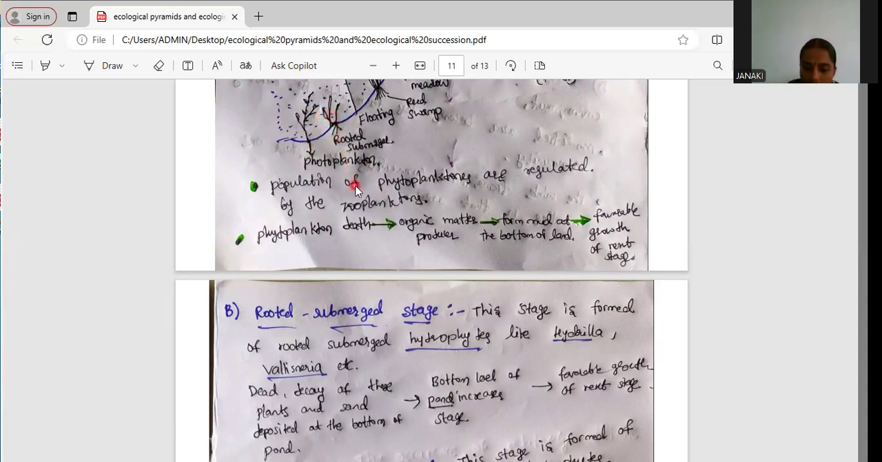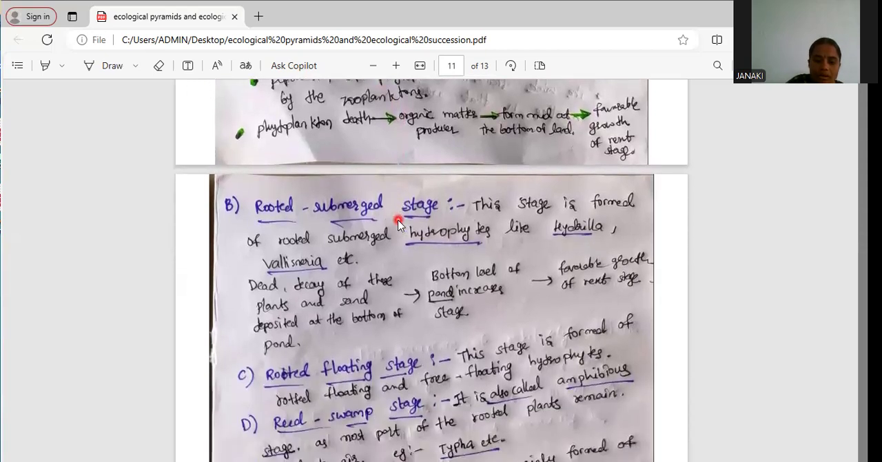The bottom level of the pond keeps rising, which favors the growth of the next stage. See this, the bottom level increasing. This is the rooted submerged stage.